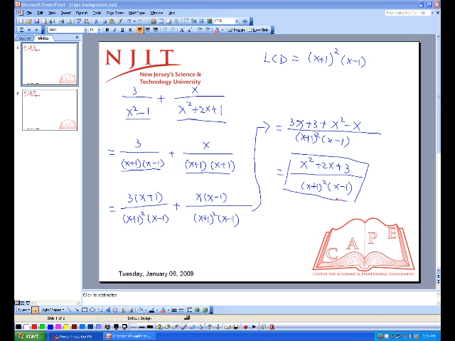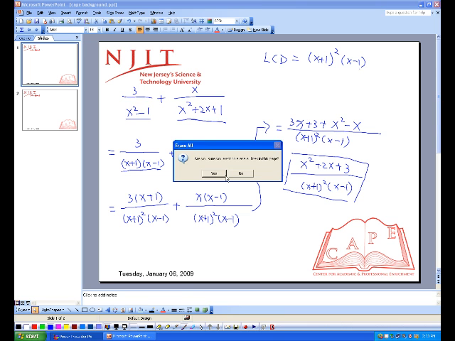Okay, so if we review the steps, the first step is to find the least common denominator. The second step is to convert both rational expressions into fractions with the same denominator, which is the least common denominator. Once you convert the base into the least common denominator, then you can add or subtract the numerators. So that's the steps. Let's look at another example.